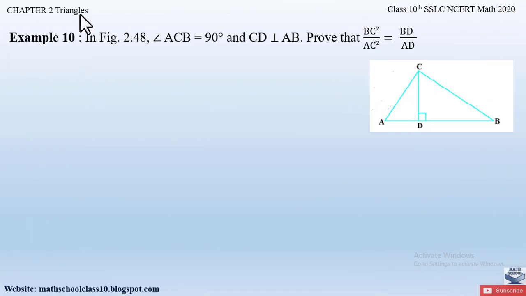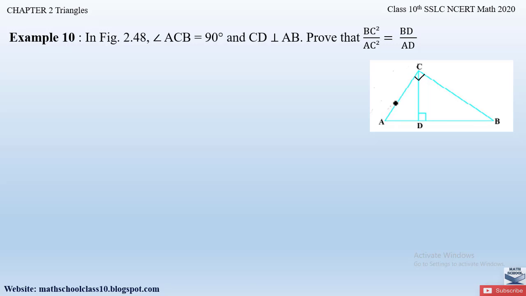Example 10 from chapter 2 triangles says, in figure 2.48, angle ACB is equal to 90 degrees and CD is perpendicular to AB. Prove that BC square by AC square is equal to BD by AD. So here this is figure 2.48 and they have given us that the angle ACB is equal to 90 degrees and CD is perpendicular to side AB in triangle ABC, and we have to prove that BC square by AC square is equal to BD by AD.